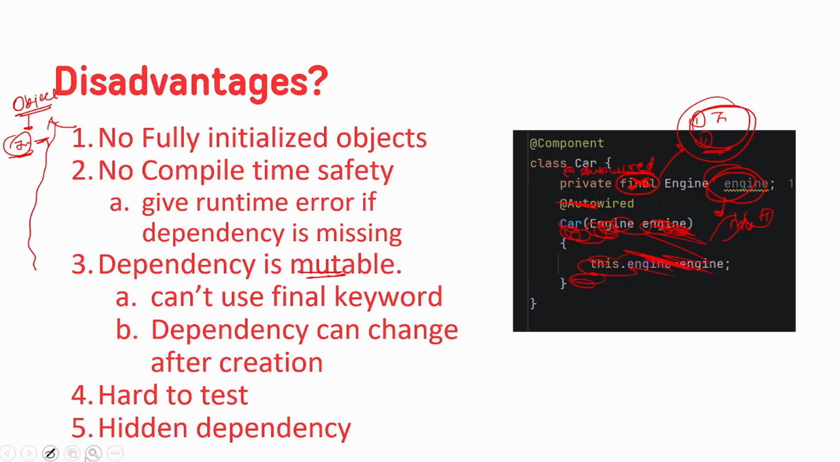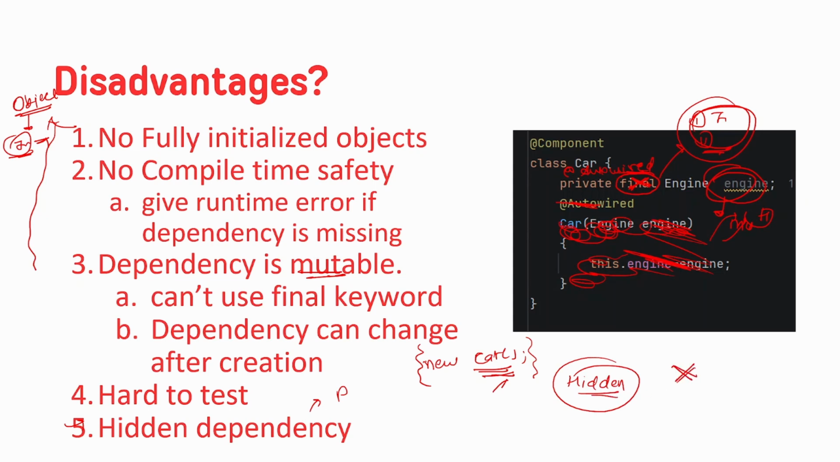And the dependency is also hidden. By looking at the class, its methods and its public API, we cannot tell that there are dependencies, because Car can be created directly like this, and there is no setter method for the dependencies. So there are hidden dependencies with field injection. That's why we should never use field injection in our code, because it has several disadvantages: the object exists in a partial or uninitialized state, the dependency is mutable, and the dependency is invisible or hidden.